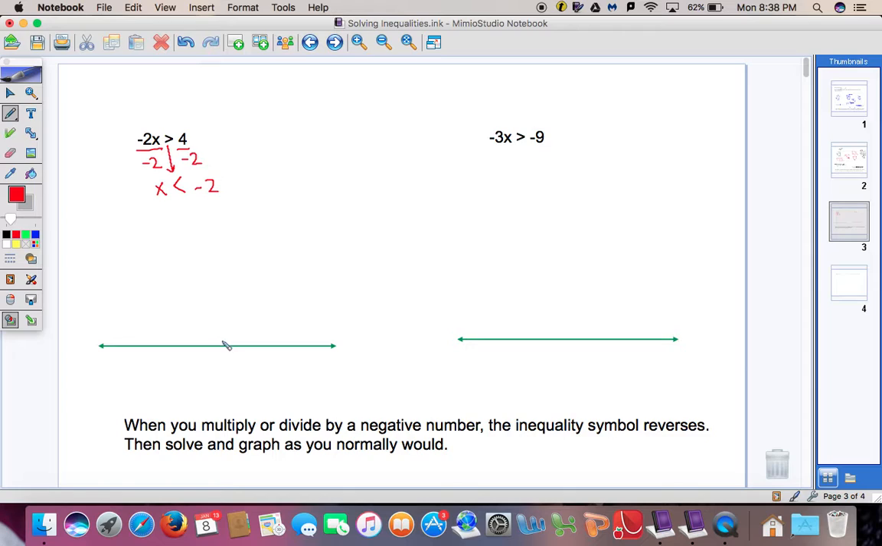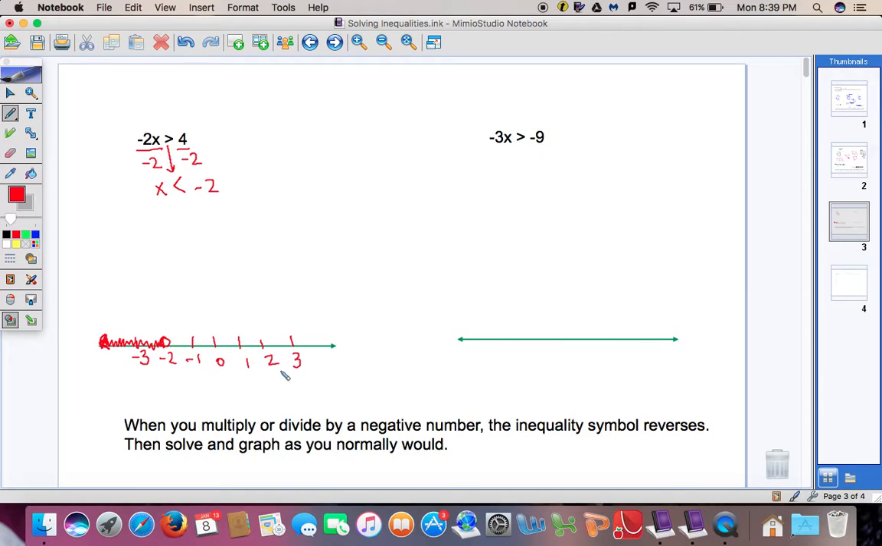Okay, so if I plot this, I've got 0, negative 1, negative 2, and negative 3. And out to the right of 0, I have my positive integers. I'm going to use an open circle at negative 2, and everything to the left, because my arrow is pointing left, and I'm saying that x is less than negative 2, so it's got to be smaller, and smaller numbers are to the left. So everything to the left is shaded.